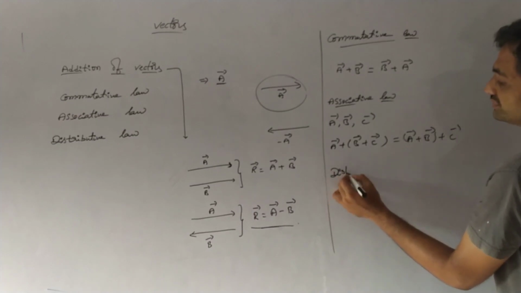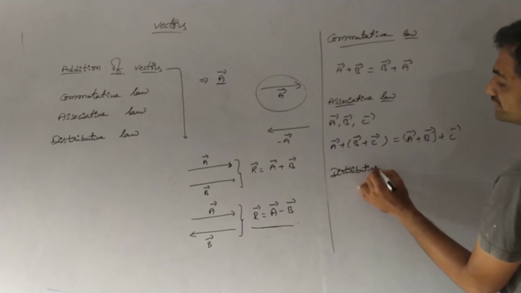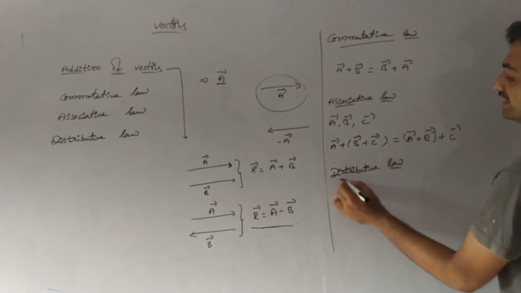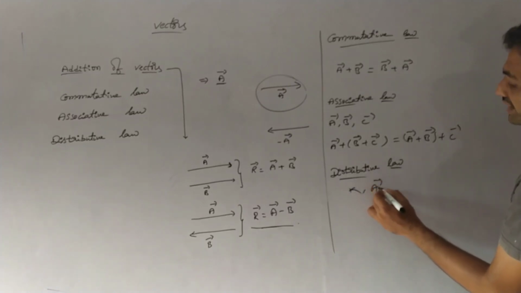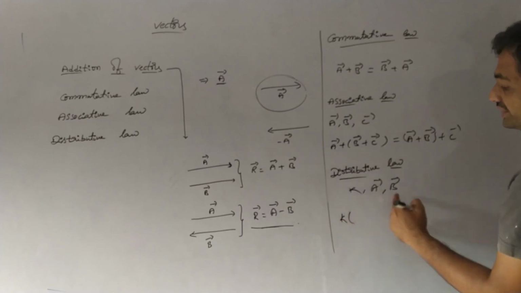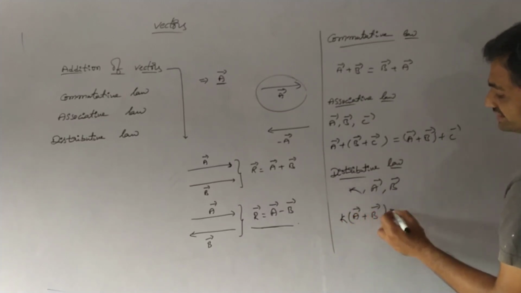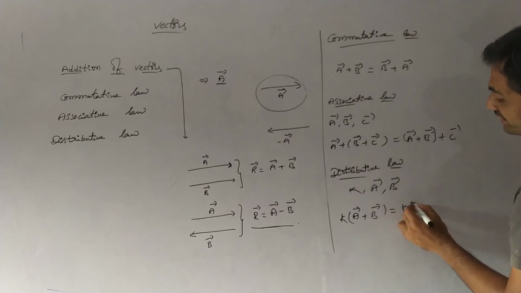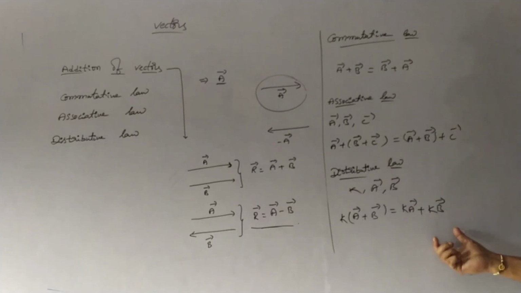So in the case of distributive law, we consider a scalar which is multiplied to the sum of two vectors. Let us consider a scalar k and two vectors a bar and b bar. Then k into (a bar plus b bar) is equal to k a bar plus k b bar. If this condition is obeyed, we can say that distributive law is being obeyed.